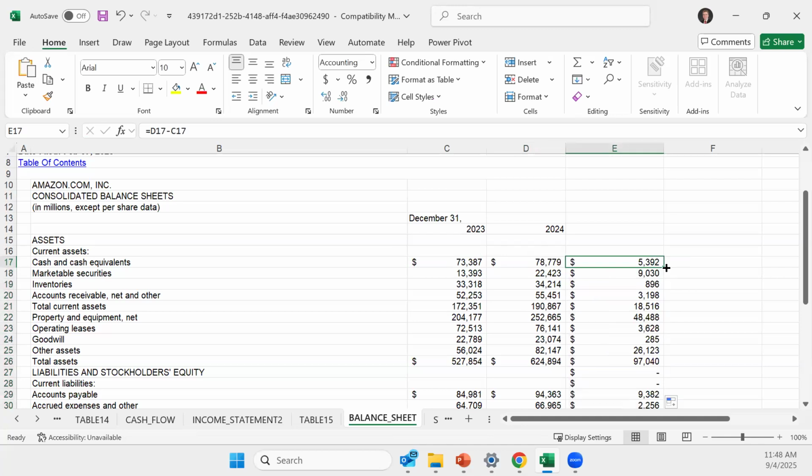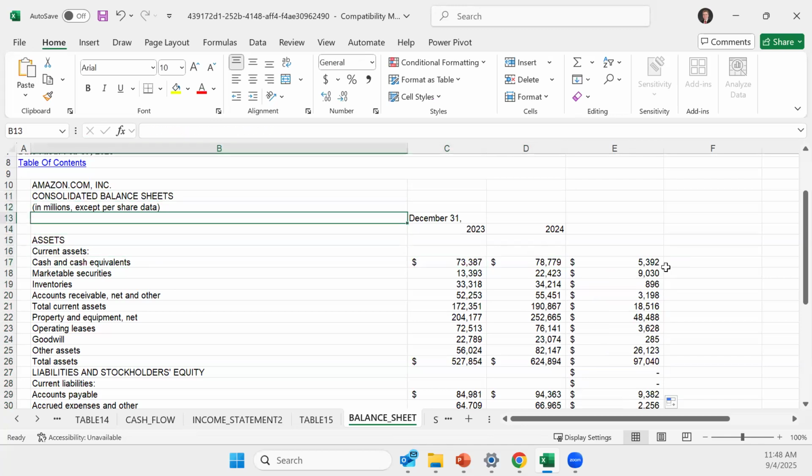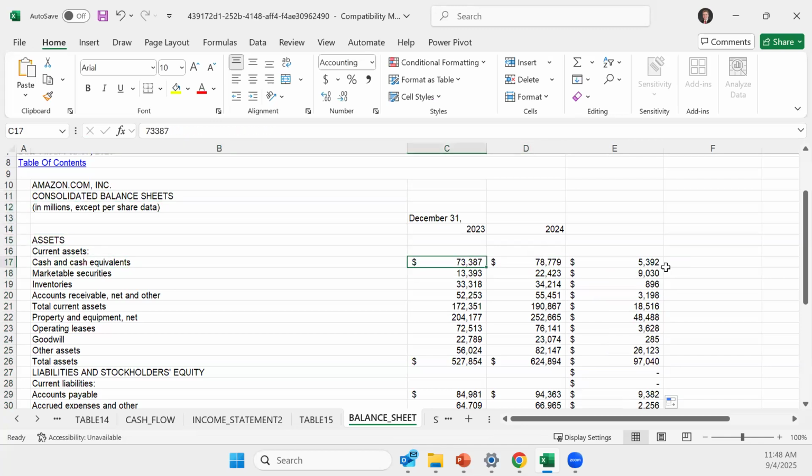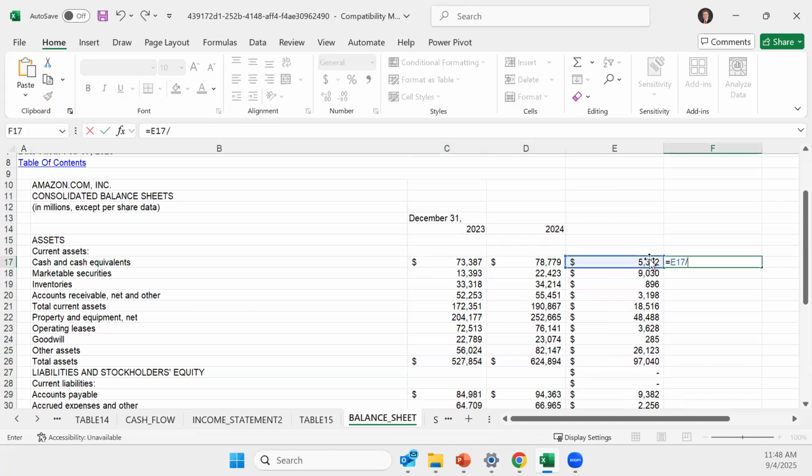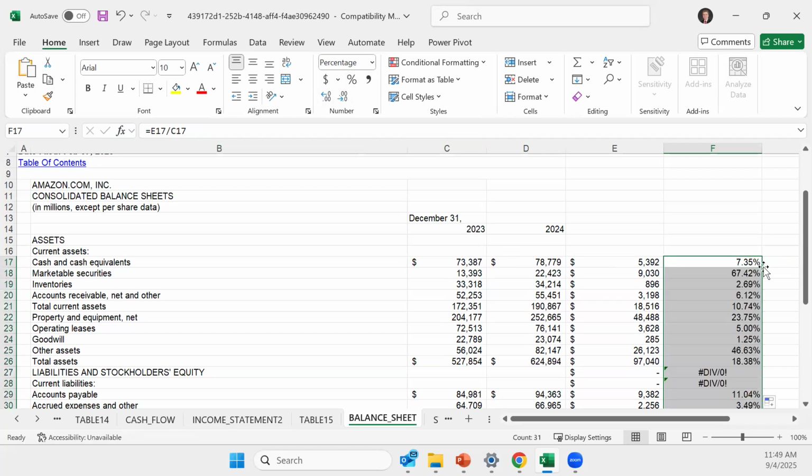They have about, so it says all of these amounts are in millions, except the per share data. So the cash is at 78 billion and went up by 7%. You know, and it's important to, hey, we can get our formatting right. So the cash went up by 7%.